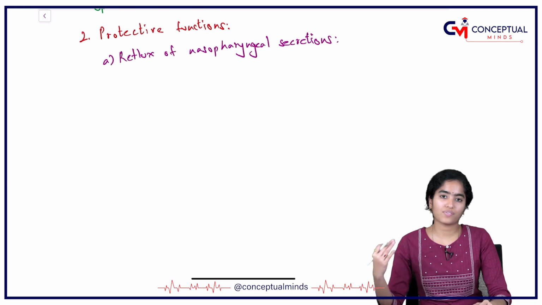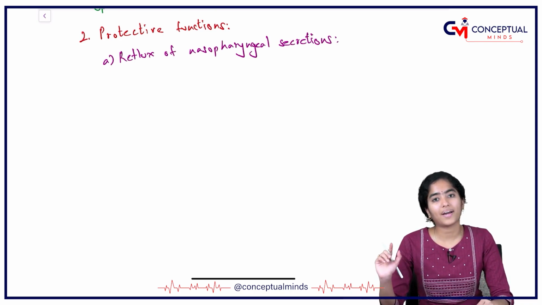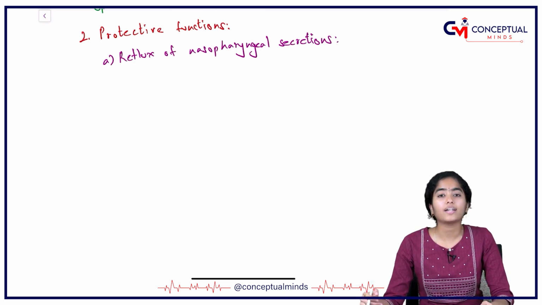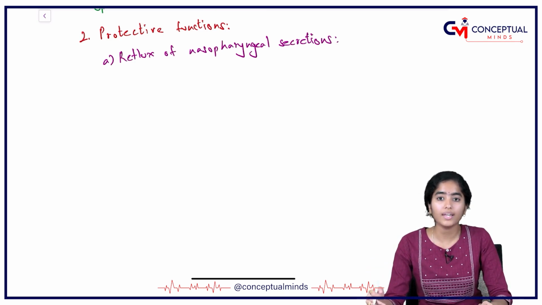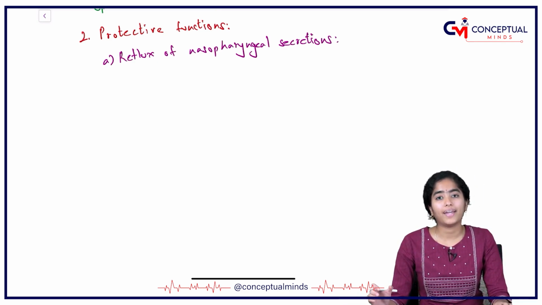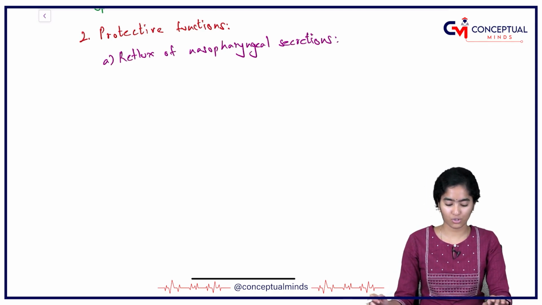And this reflux of secretions is more if the tube is wide in diameter, if it is short in length, and also if the tympanic membrane is perforated. That is why if the tympanic membrane is perforated, there is more reflux of nasopharyngeal secretions, and that is one of the reasons why there is persistence of middle ear infections in the presence of a perforated tympanic membrane. So the Eustachian tube, by remaining closed and also by the direction of cilia, prevents reflux of nasopharyngeal secretions.